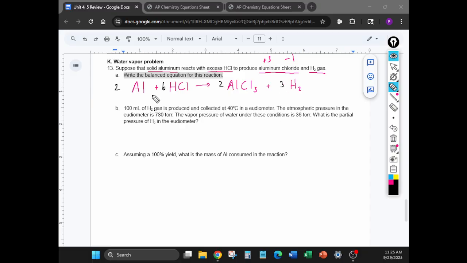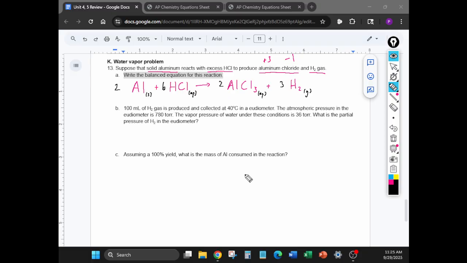Okay. Now I'm gonna add the states of matter. You didn't have to because it doesn't ask for it, but just so that we have it, I'm gonna add the states of matter. And that's gonna be part A. All right. Everybody good? Okay. Let's move on to part B.